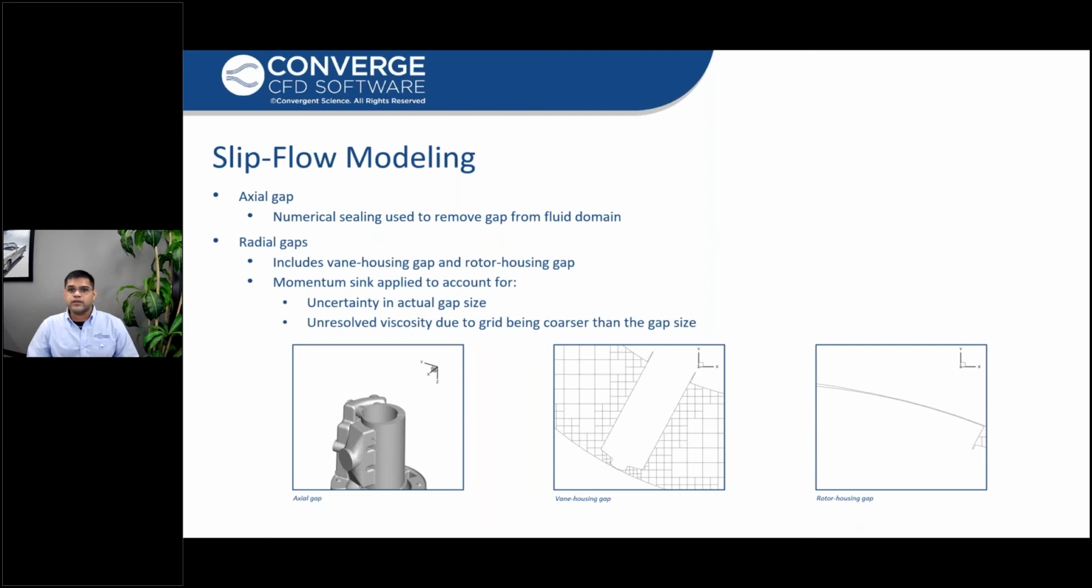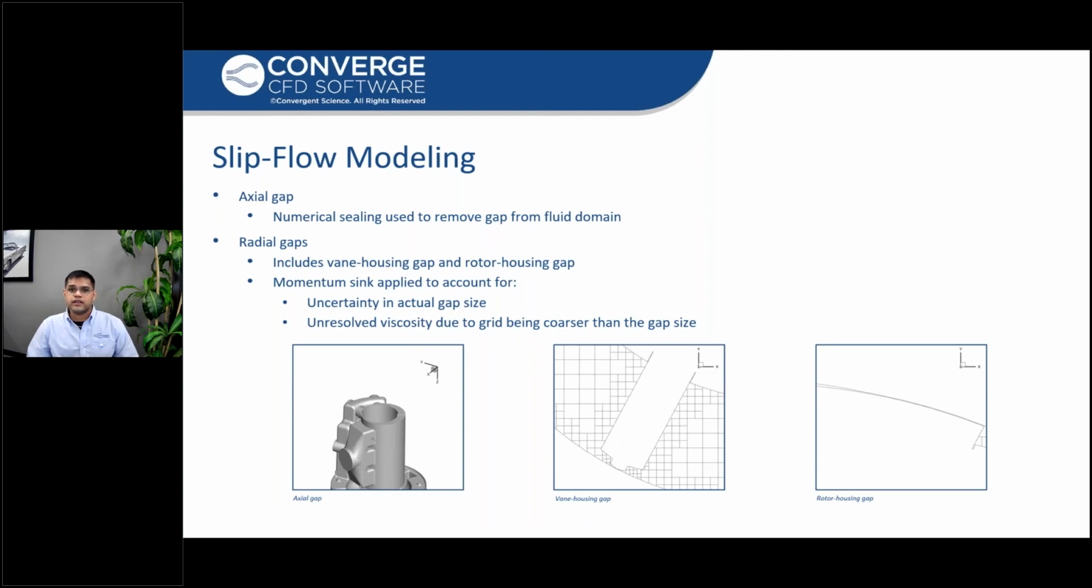For radial gaps, this includes the vane housing gap and the rotor housing gap, and we use a momentum sink to account for two things. First is uncertainty in actual gap size. For this case, we have assumed that there is a fixed gap between the vane tips and the rotor housing, but this might not be the case in actual experiments. Certain vibrations might make the vane wobble around, and the gap between them might change.